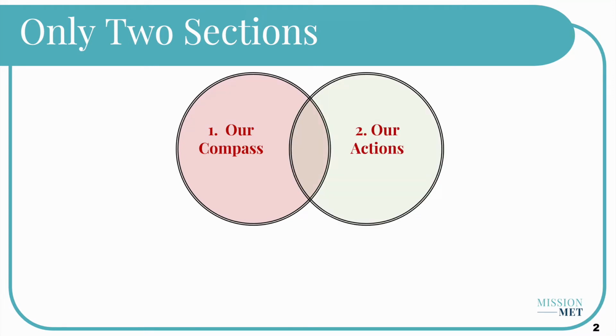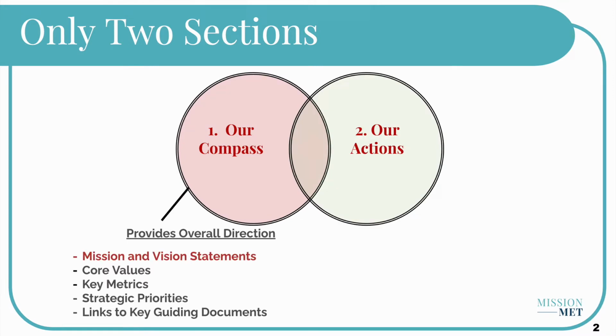Now, the compass section, like a compass, provides you with overall direction, and that's where these types of elements live: the mission and vision statements, some core values, etc. Now, mission and vision here is highlighted in red font because that's the one element of the compass that is somewhat non-negotiable. You need a mission and vision to give you and your team overall direction. These other elements you can include or not include based upon the maturity of your organization and so on. And the samples that I give you will show you different ways of approaching that.